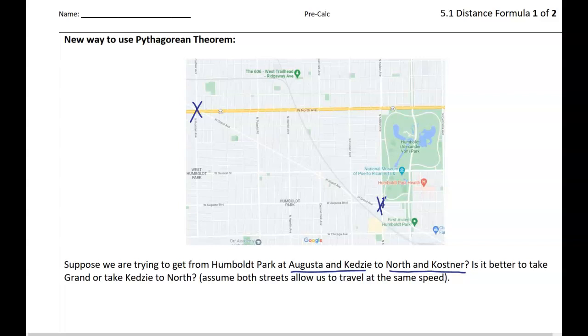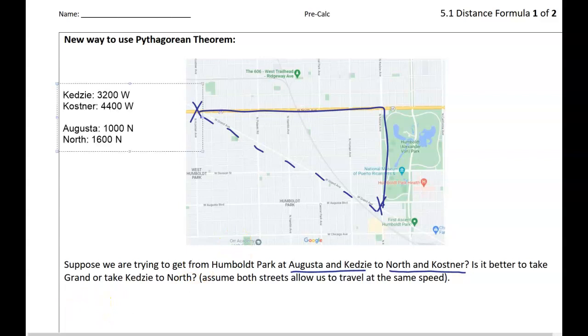to go up Kedzie and then over on North, or is it better to take that diagonal Grand Avenue? And we're going to assume that both streets are equally fast, although I think driving Grand would be faster. But we want to pick the smallest distance.